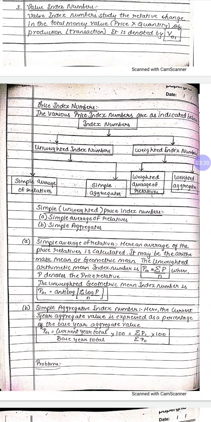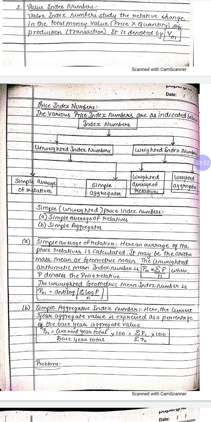Next we have price index number. Under price index number we have two types: one is unweighted index number, and the second one is weighted index number. In unweighted we have simple average of relatives and simple aggregative, and in weighted we have weighted average of relatives and weighted aggregative.